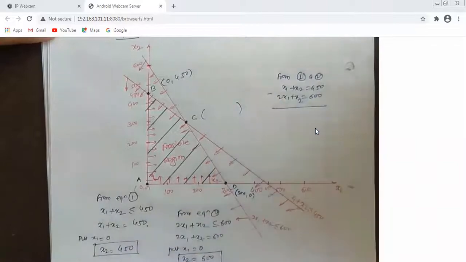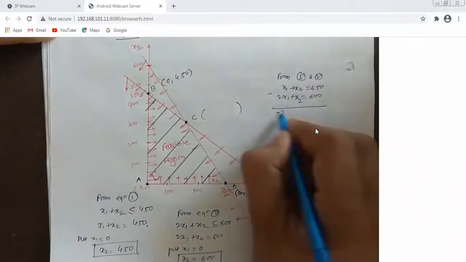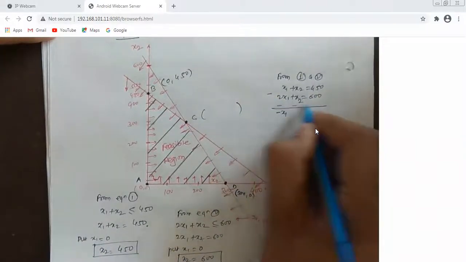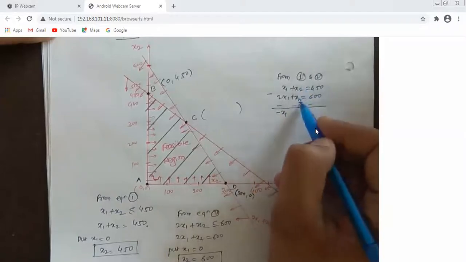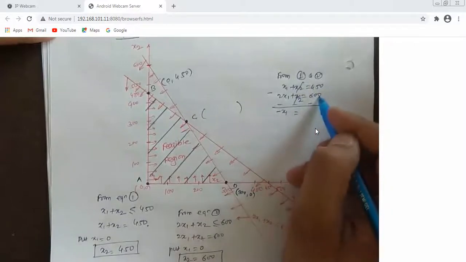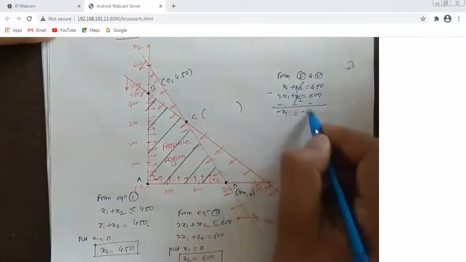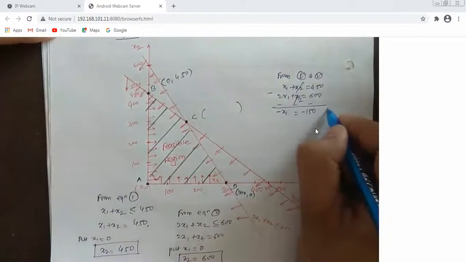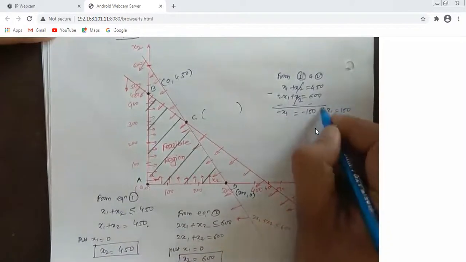I will subtract these two equations, then it will become minus x1. So x2 minus x2 will become 0. It will cancel. 450 minus 600 will become minus 150. So from that we can write x1 is equal to 150.